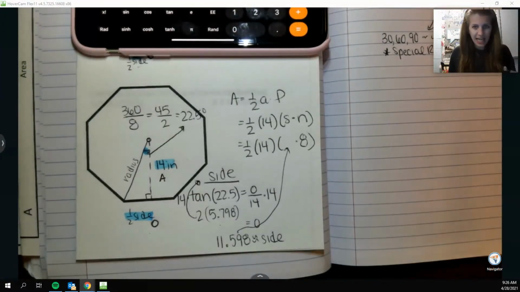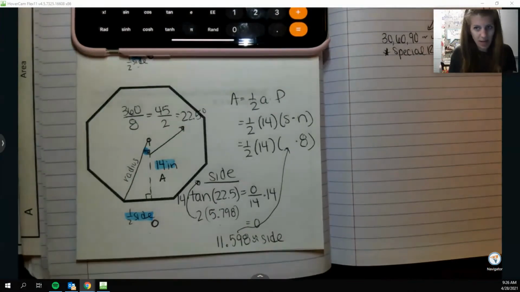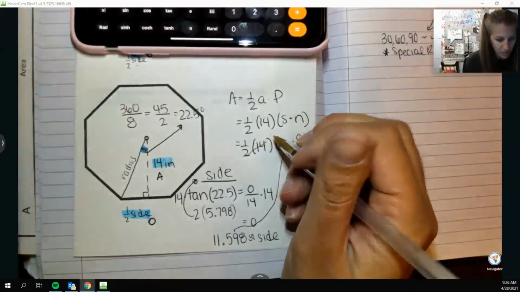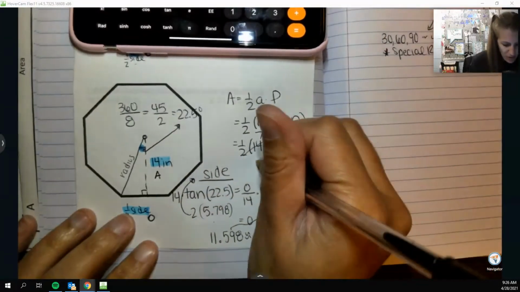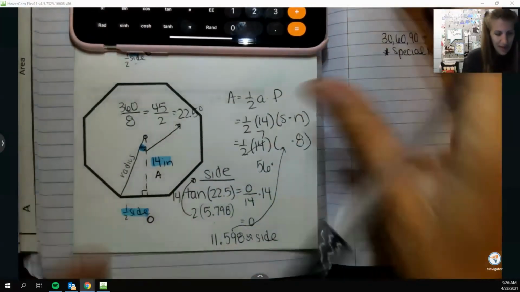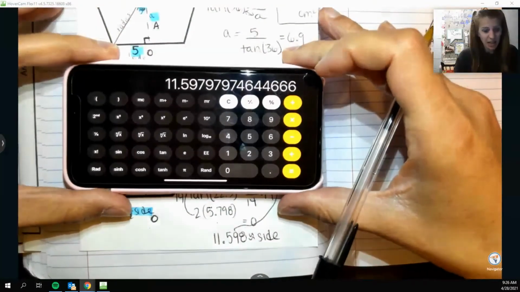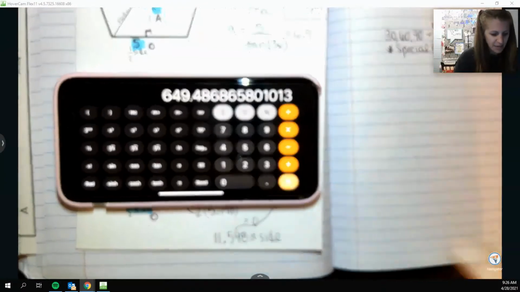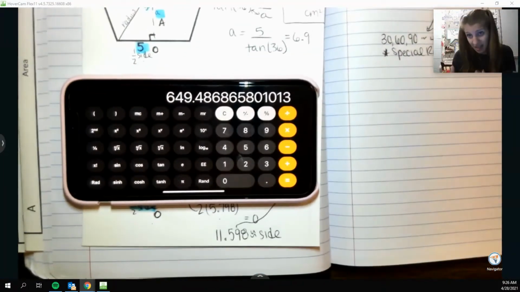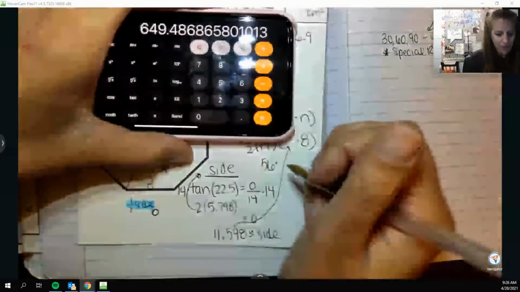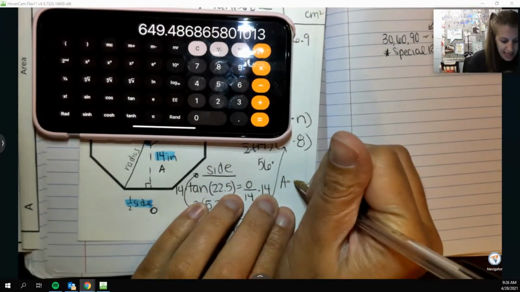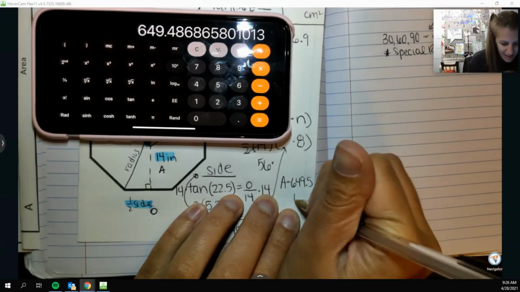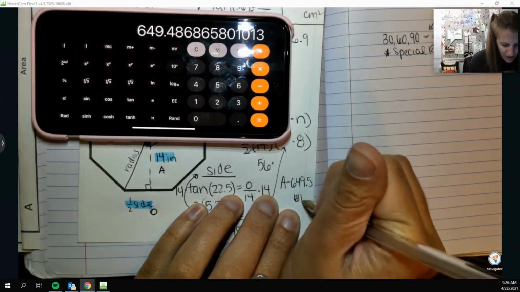Now the thing is, I kind of don't want to put in this rounded one. So I'm going to take half of 14, which is 7, and then do 7 times 8, which is 56. And then multiply by that side right there, which I saved on my calculator. I'm just going to take this and times by 56, because then I kind of rounded less, which is always good. So we get our final area is 649.5 units squared. Nope, inches squared.